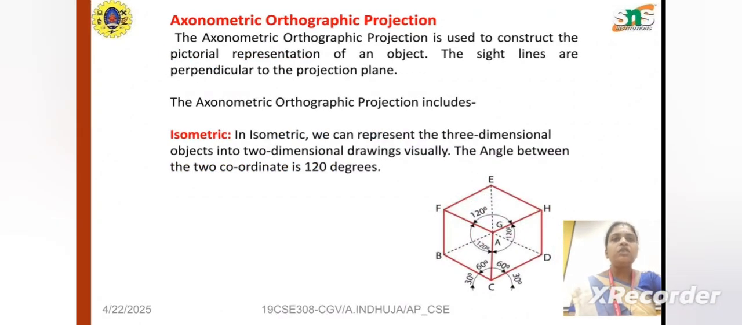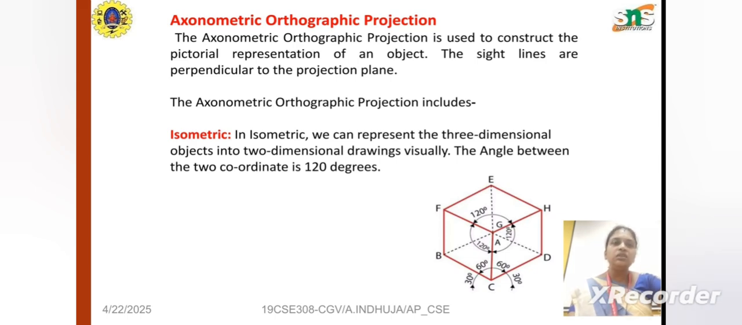Axonometric orthographic projection is used to construct the pictorial representation of an object. Suppose we want a pictorial representation of an object, we can go with this projection. Here the sight lines are perpendicular to the projection plane. What is the projection plane? It is an imaginary plane which maps my surface plane to the realistic object. The axonometric orthographic projection includes three types: isometric, dimetric and trimetric.